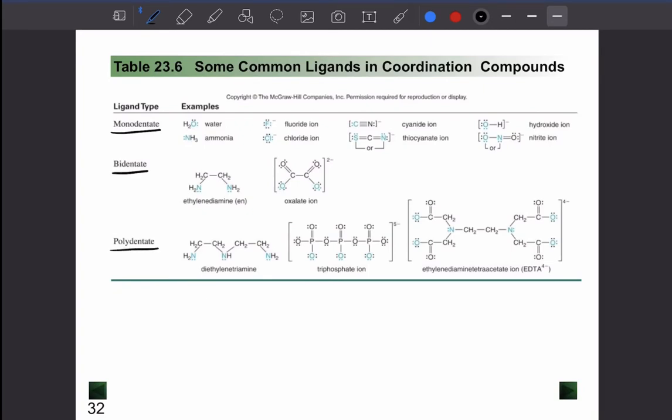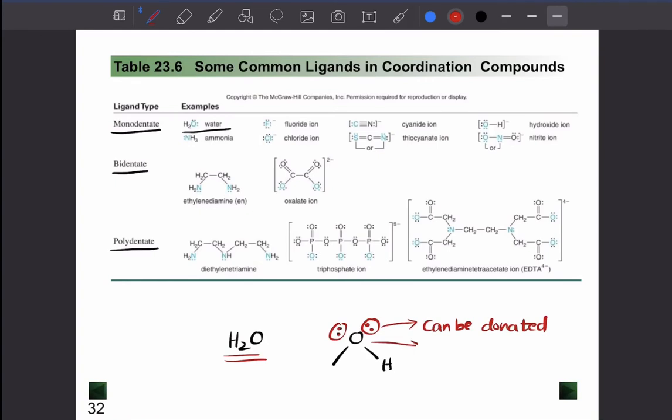The best example of a monodentate ligand is water. If you consider H2O, you have oxygen connected to two hydrogens, with two lone pairs. The two lone pairs on oxygen can be donated. Because it has one donor atom, we call this a monodentate ligand.